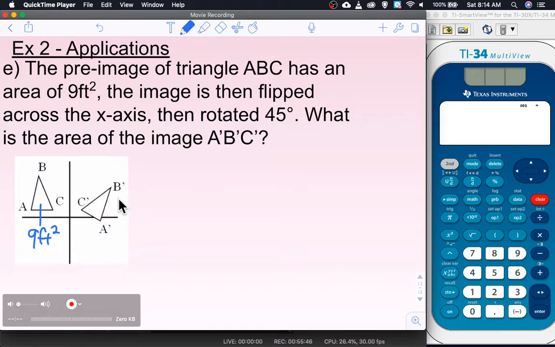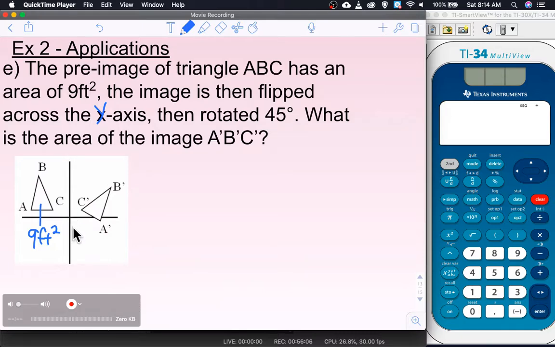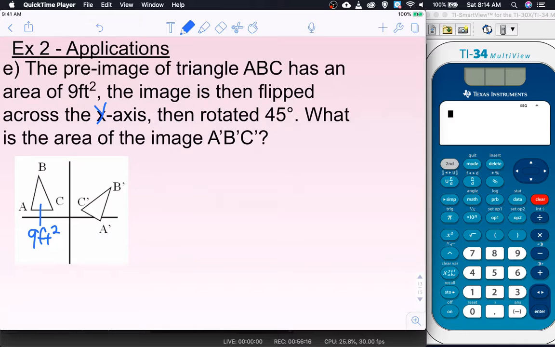Now, this is a work smart, not hard question. Because we know if you take an image and you flip it over the x-axis, for example, and actually I'm pretty sure this should be the y-axis, because you're flipping across this line here, the y-axis. But if you flipped it over, did you change the size of the triangle? No, a flipping is a rigid transformation. It makes congruent figures. So the area would be 100% the same.